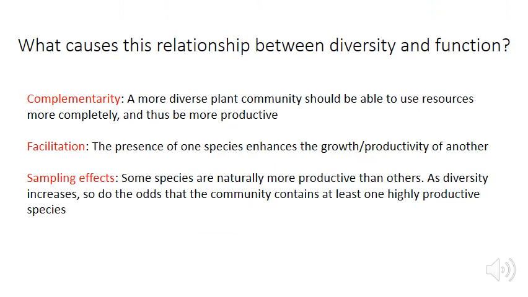So ecologists now are more or less in agreement that increased plant diversity leads to increased productivity. But in terms of what causes this relationship between diversity and function, there's still a lot of debate and a lot of work being done. So there are three main theories. The first being complementarity. This is the idea that a more diverse plant community should be able to use resources more completely and thus be more productive.